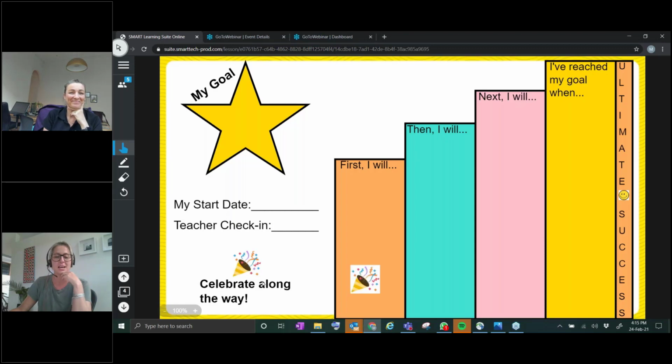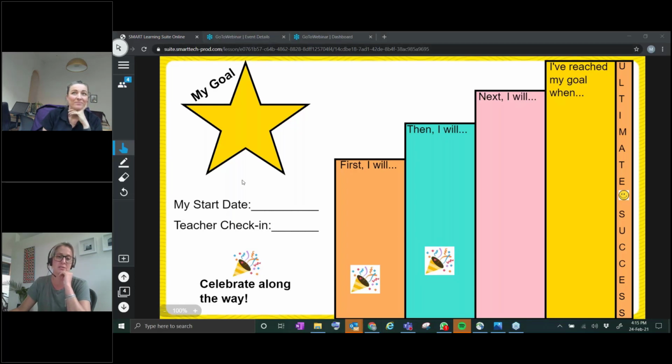It really taps into that visible learning as well, so they can see and celebrate once they've achieved the goal and get that ultimate success, and you as a teacher are checking in on that. So that's a really cute little template.